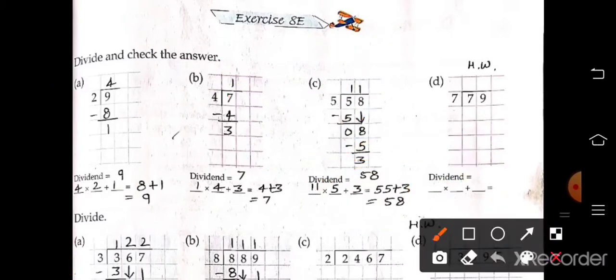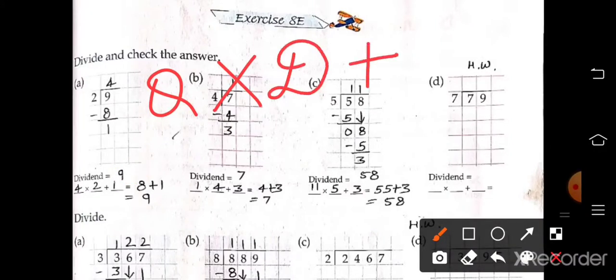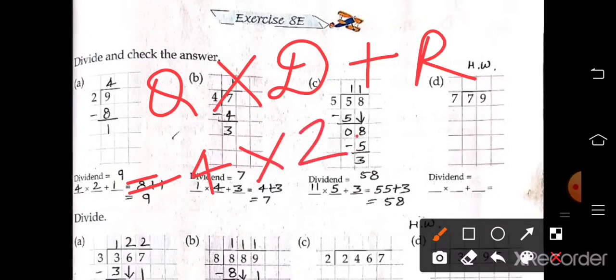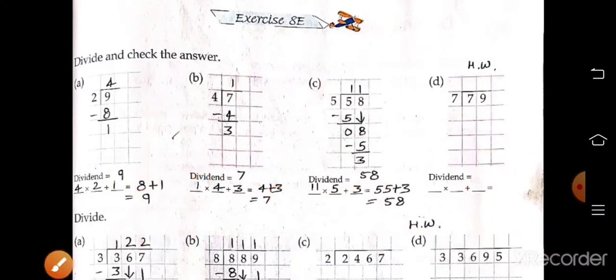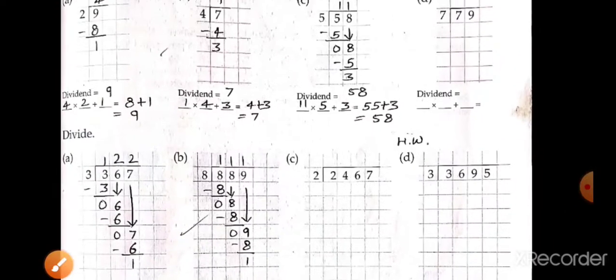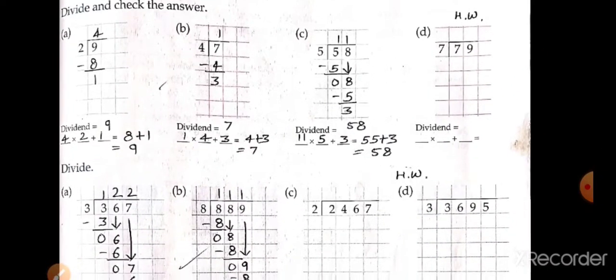So for checking the answer, we know 9 is dividend and quotient multiply divisor plus remainder equal to what will come? Dividend. So quotient is here 4, divisor is 2, plus 1. 2 4 2 ja 8 plus 1, 9. Okay, so this is our dividend. So our answer is correct. Okay, so like this you have to do these parts. Okay, and C and D is your homework. Sorry, D is your homework.